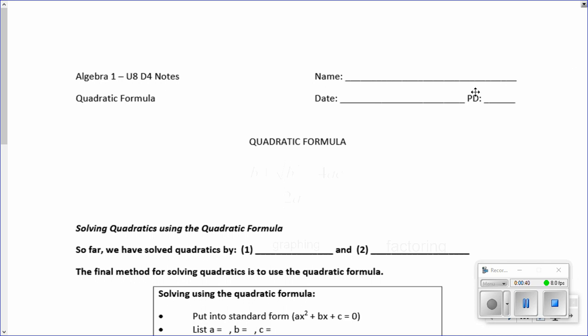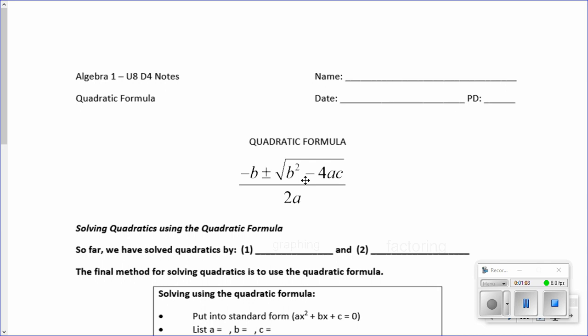So, here's the quadratic formula. It says negative b plus or minus the square root of b squared minus 4ac all over 2a. This formula is going to be given to you on the formula sheet, so you do not need to memorize it. However, you will probably have memorized it by the time you take the test or the SOL. So it's going to be ingrained in your brain forever. You'll never forget it, whether you want to or not.